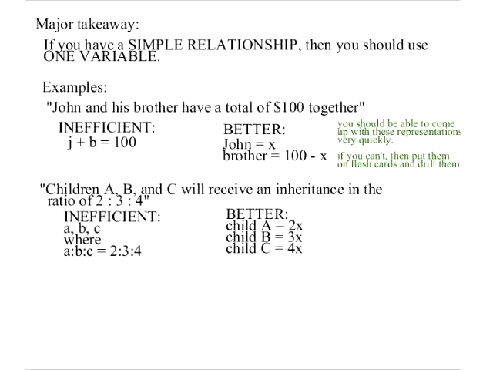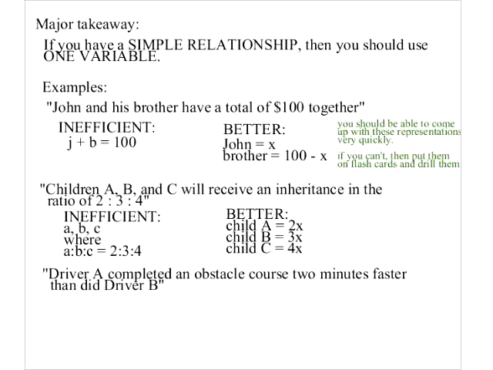Couple more examples. Let's say you have driver A completed an obstacle course 2 minutes faster than did driver B. Okay. So the better way to do this would be to let driver A be X amount of time.